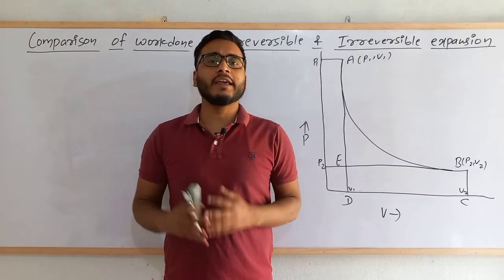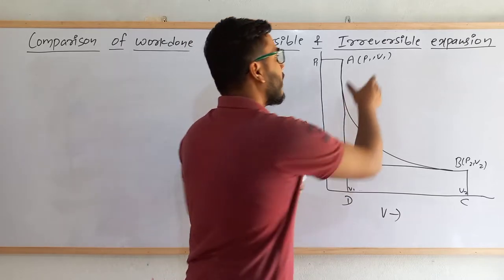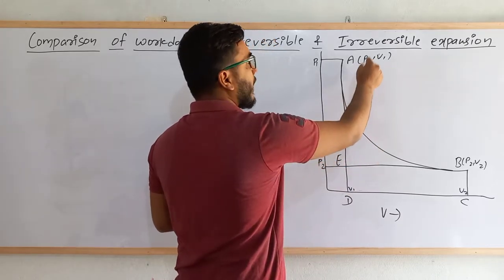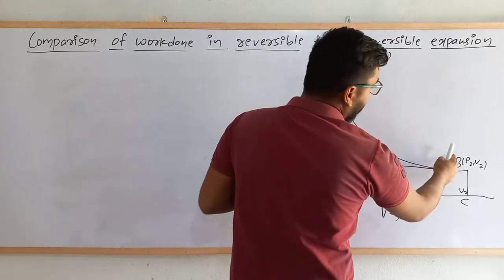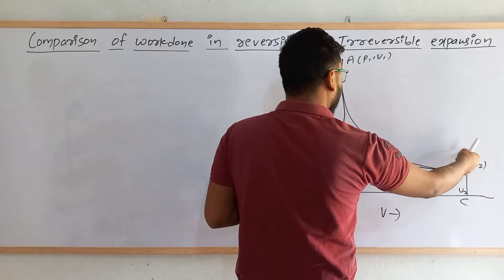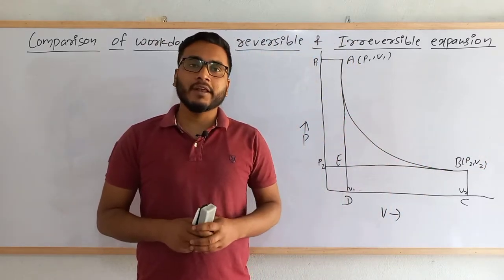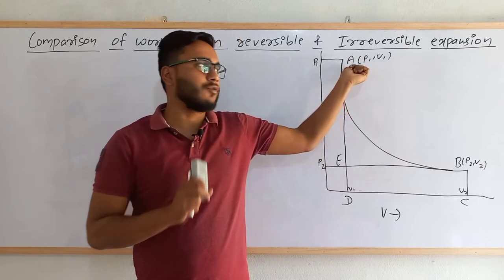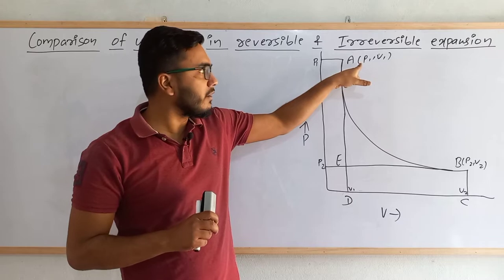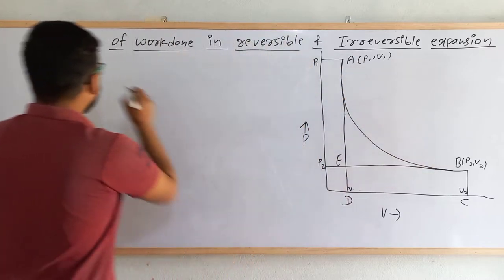For the irreversible expansion as well, we are taking the same graph. Here, this is the initial condition at A where pressure is P1 and volume is V1, and B is the final condition where pressure is P2 and volume is V2. But we know that in irreversible expansion, the pressure decreases suddenly. This is a very fast process. So pressure directly decreases from P1 to P2, right?